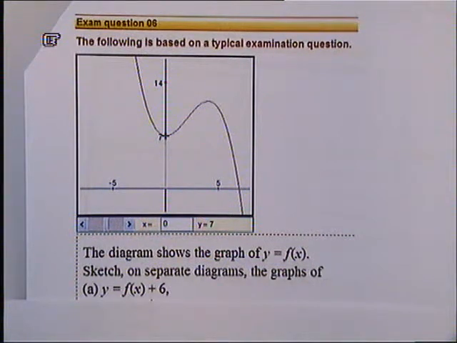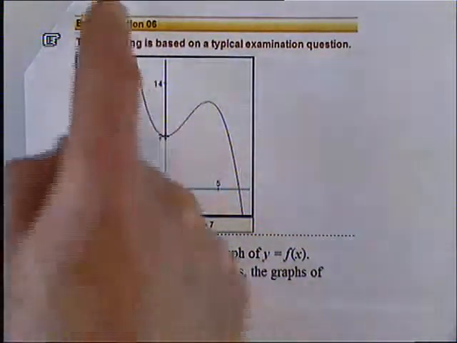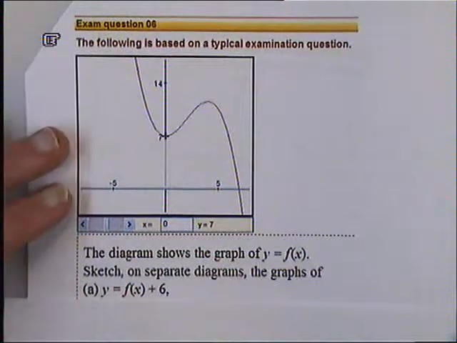It is being translated by (0, 6), yeah, and you would need to write that down. It's a translation of (0, 6), okay? And you would need to sketch it. So basically, if it's going through 7, it would now be going through 13. That's the key thing you'd have to write.